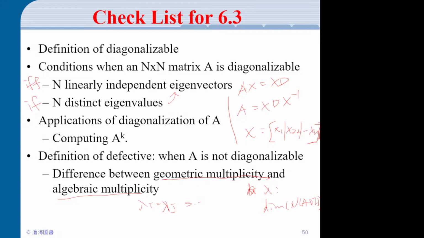So this is how you diagonalize your matrix. You find all the linearly independent eigenvectors. Then you put them together, then you see your X here, and D is just, okay, I should also write D here. So D is the diagonal matrix that has all the eigenvalues on the diagonal. Okay, so that's how you diagonalize a matrix.